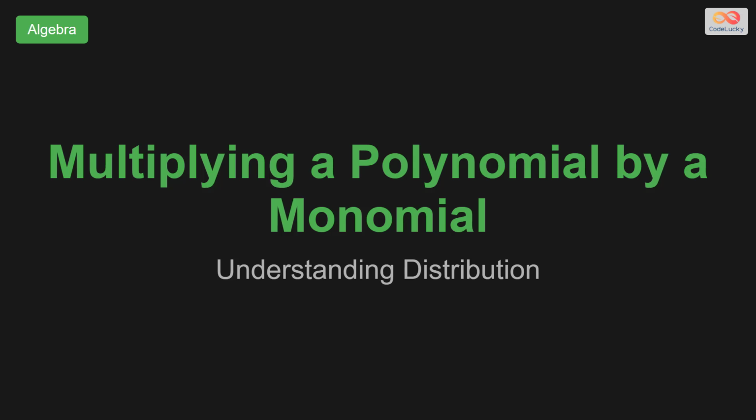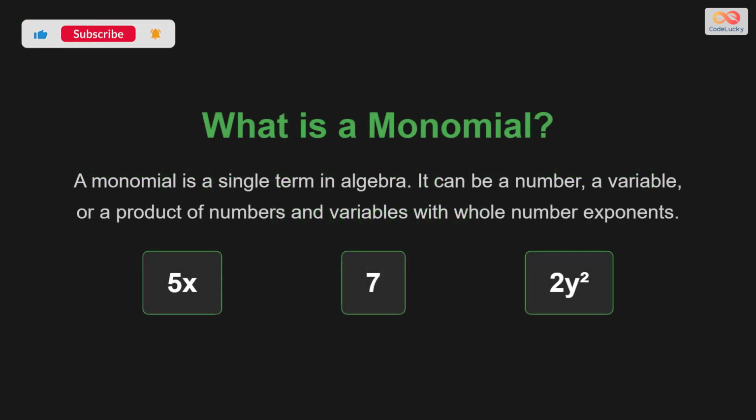Welcome. Today, we're diving into a fundamental concept in algebra: multiplying a polynomial by a monomial using a method called distribution. First, let's define a monomial. A monomial is just a single algebraic term. It can be a number like 7, a variable like 5x, or a variable with an exponent like 2y squared.